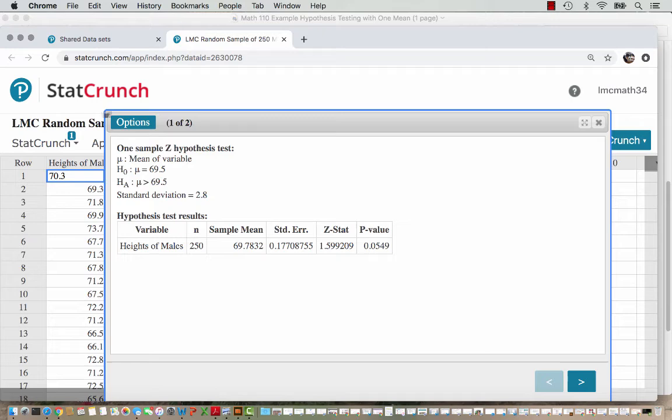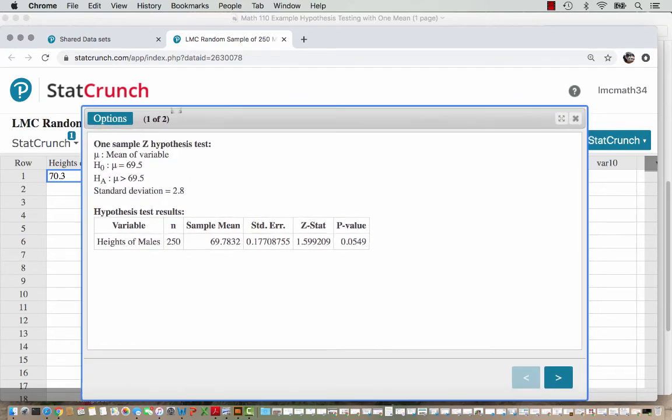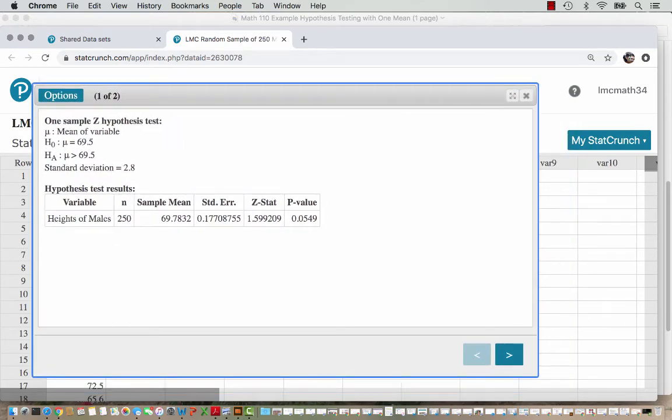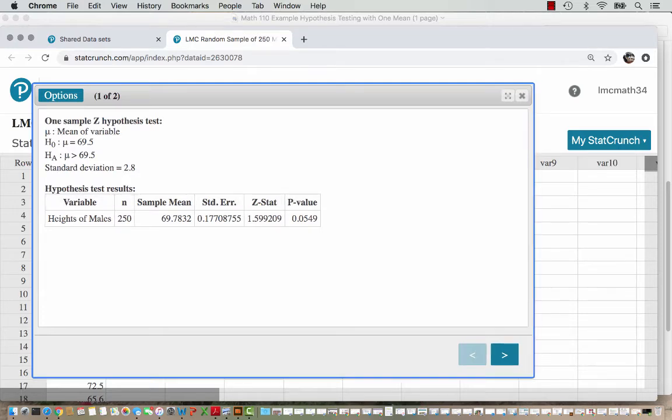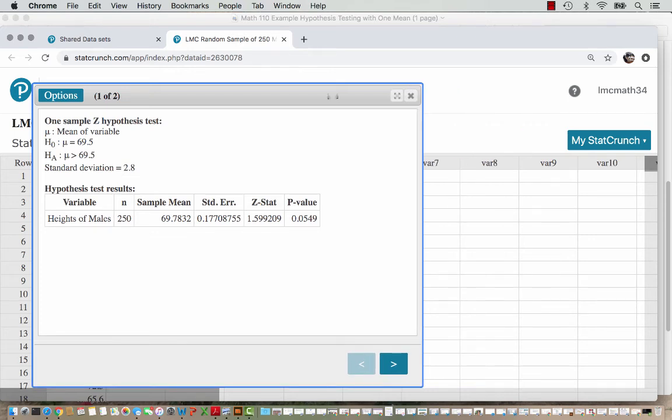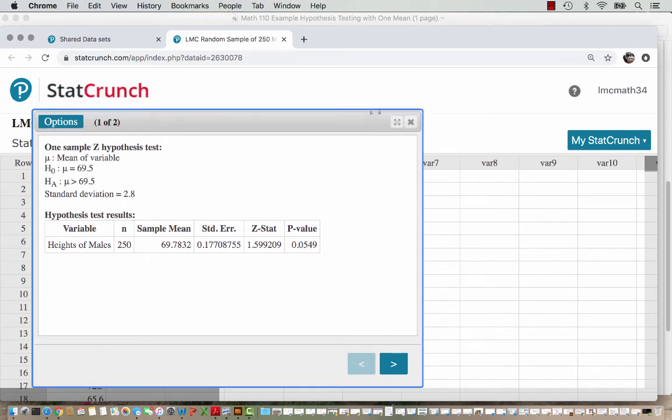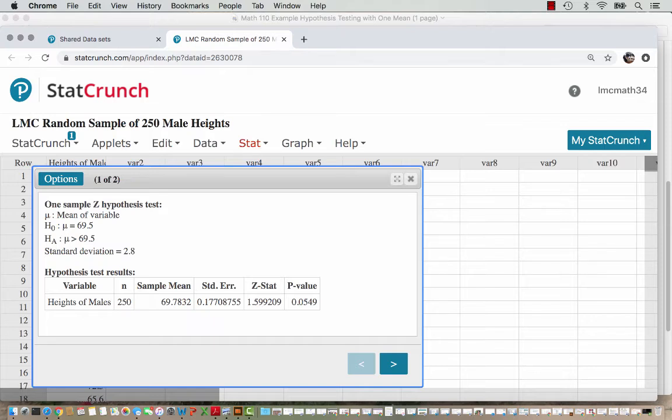And then if we'd like to see the p-value plot, we can check here for optional graphs and tables. And here are our results. So they calculated the standard error for us using the standard deviation 2.8 that we provided. And here's the z-stat and the p-value. So those are exact matches for what we found by hand. So let's go look at what if we had done this with summary. That would be another choice since we have the summary data.